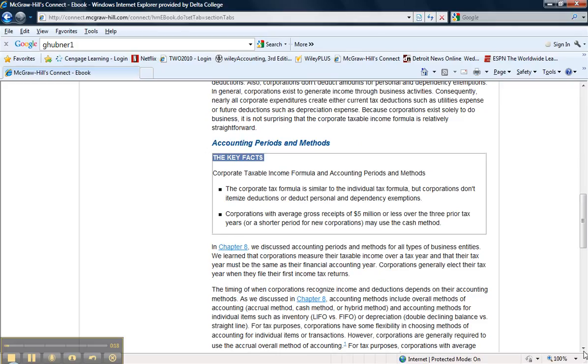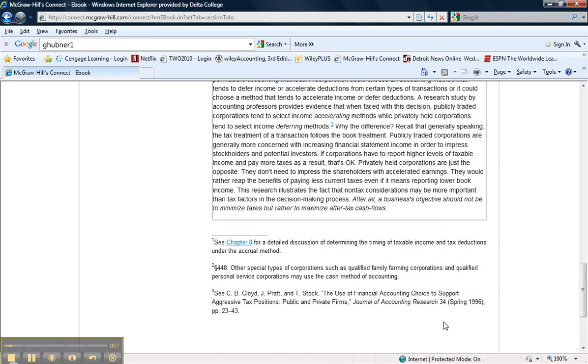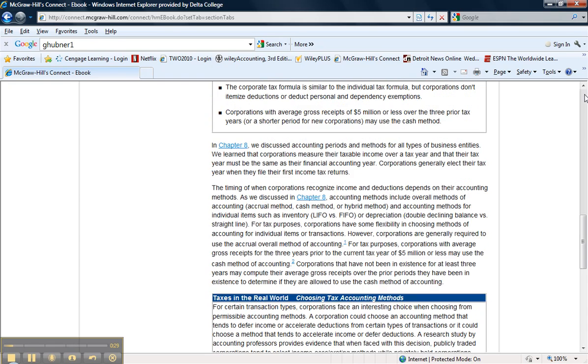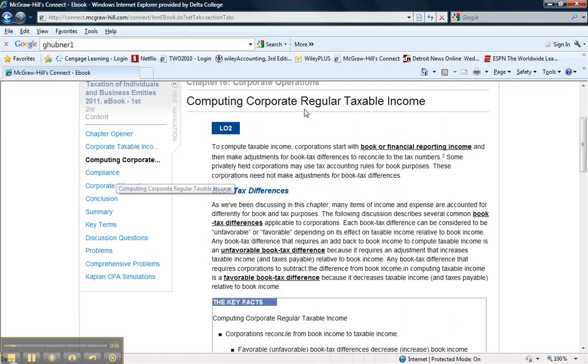Corporations are typically accrual basis taxpayers. There are some provisions, though, allowing them to use the cash basis. I'm going to move right into Learning Objective 2. That talks about computing corporate regular taxable income.